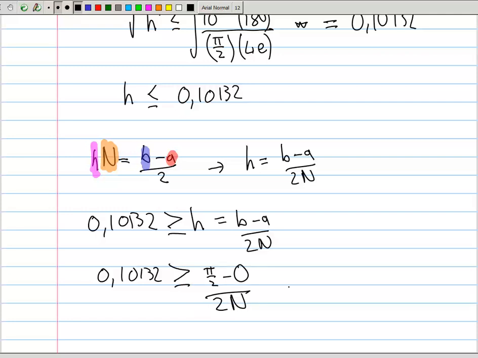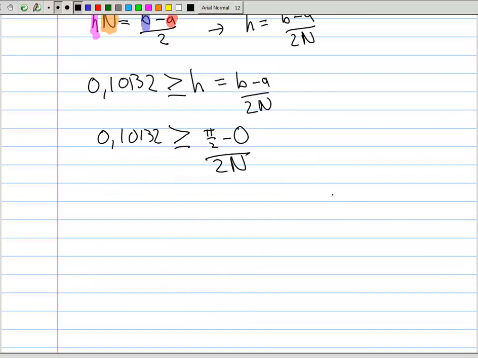Once again, we rearrange the equation, bring the n to the left-hand side, bring this term down to the bottom, and we land up with n has got to be greater than or equal to pi by 2 divided by 2 times 0.10132. And if we land up multiplying that out, we land up with a term which is approximately 7.75.